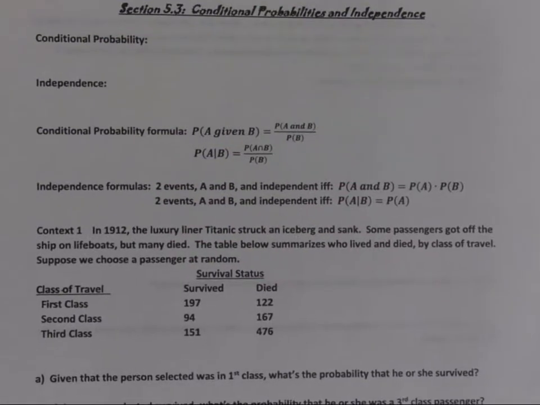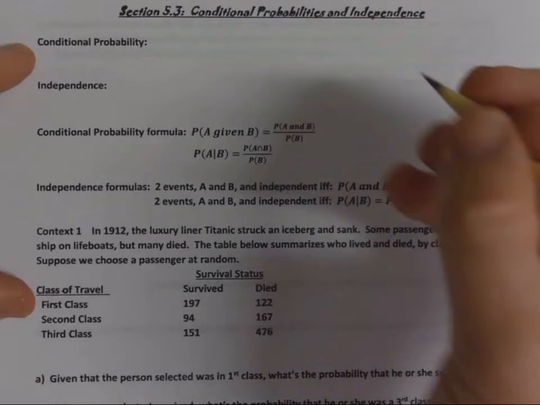Okay, we'll now do section 5.3 in probability. This one deals with conditional probabilities and independence. And what a conditional probability is, it's the probability of one event given another.